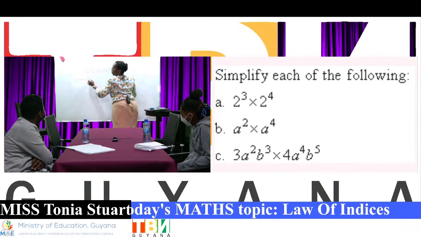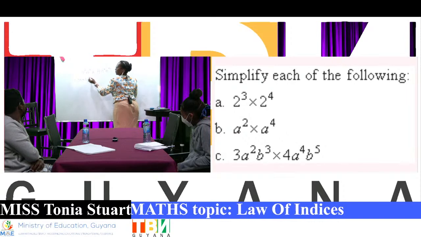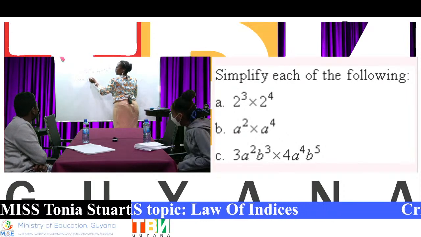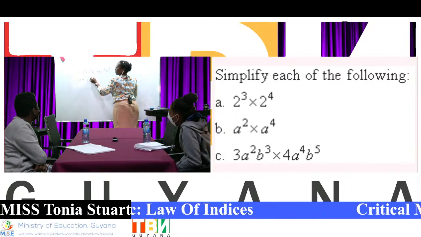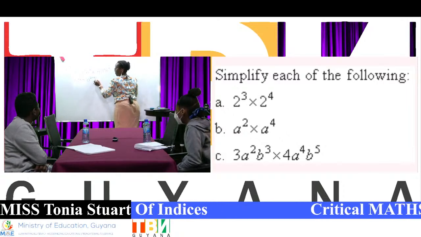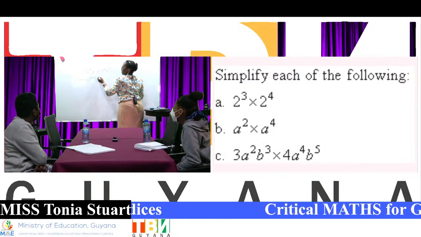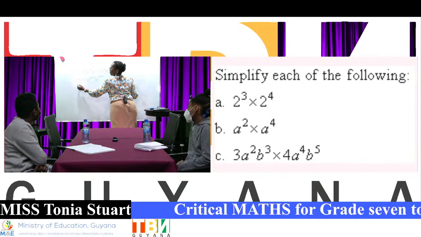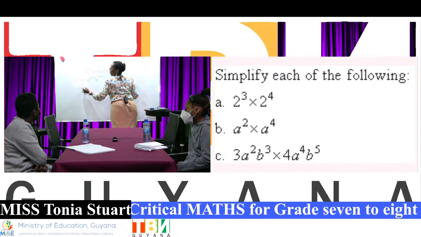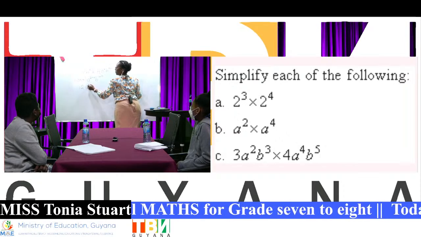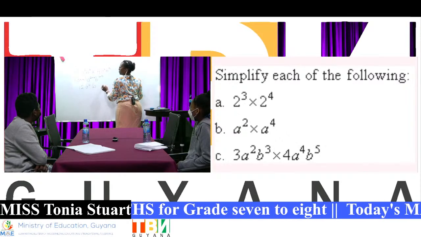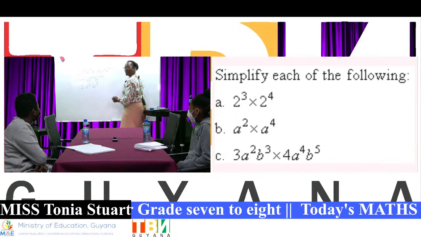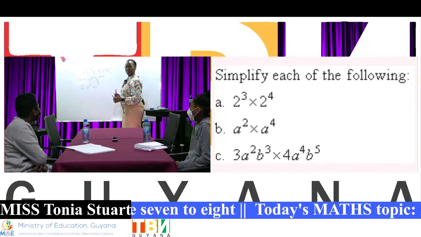Now A, what do we do with the A? Add the powers. And what are the powers for A? 2 and 4. 2 plus 4. And then we have B. What are the powers for B? 3 plus 5. Great. 3 fours? 12. 2 plus 4? 6. 3 plus 5? 8. Great. Can't do anything else, so this is complete. Copy.